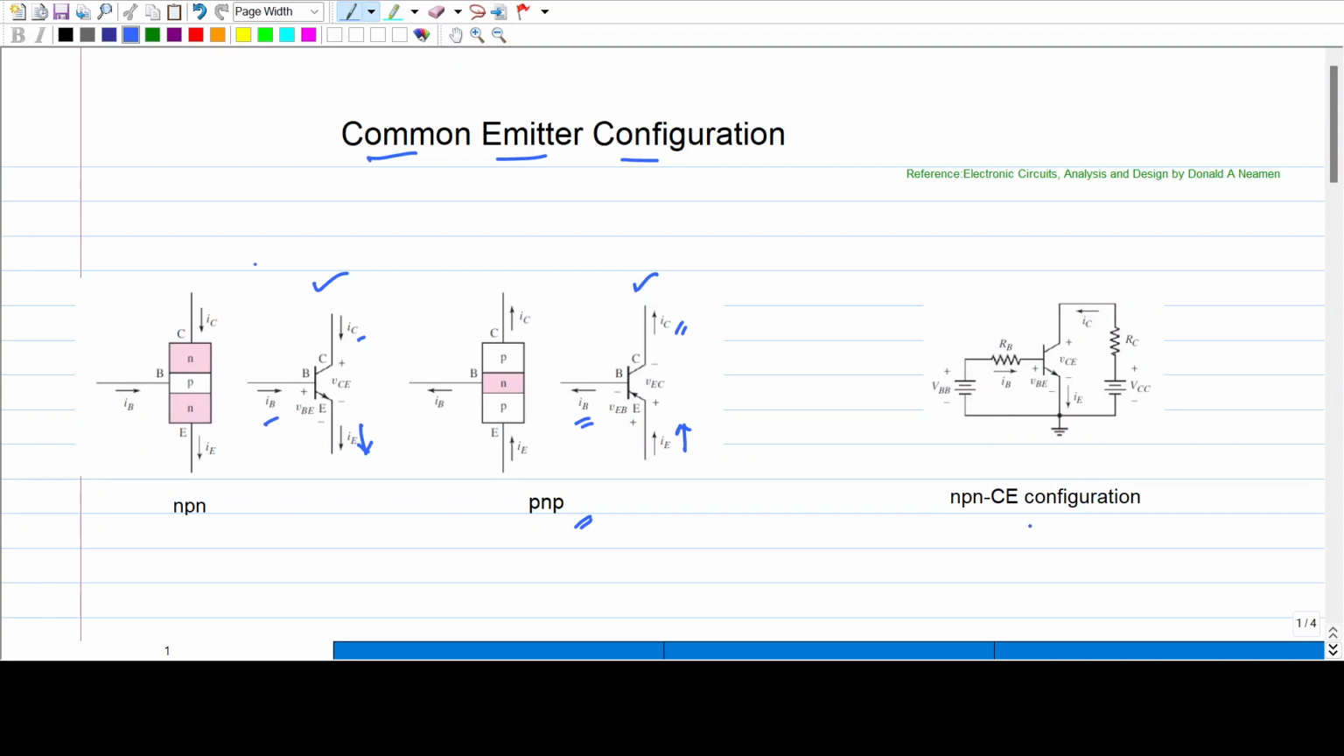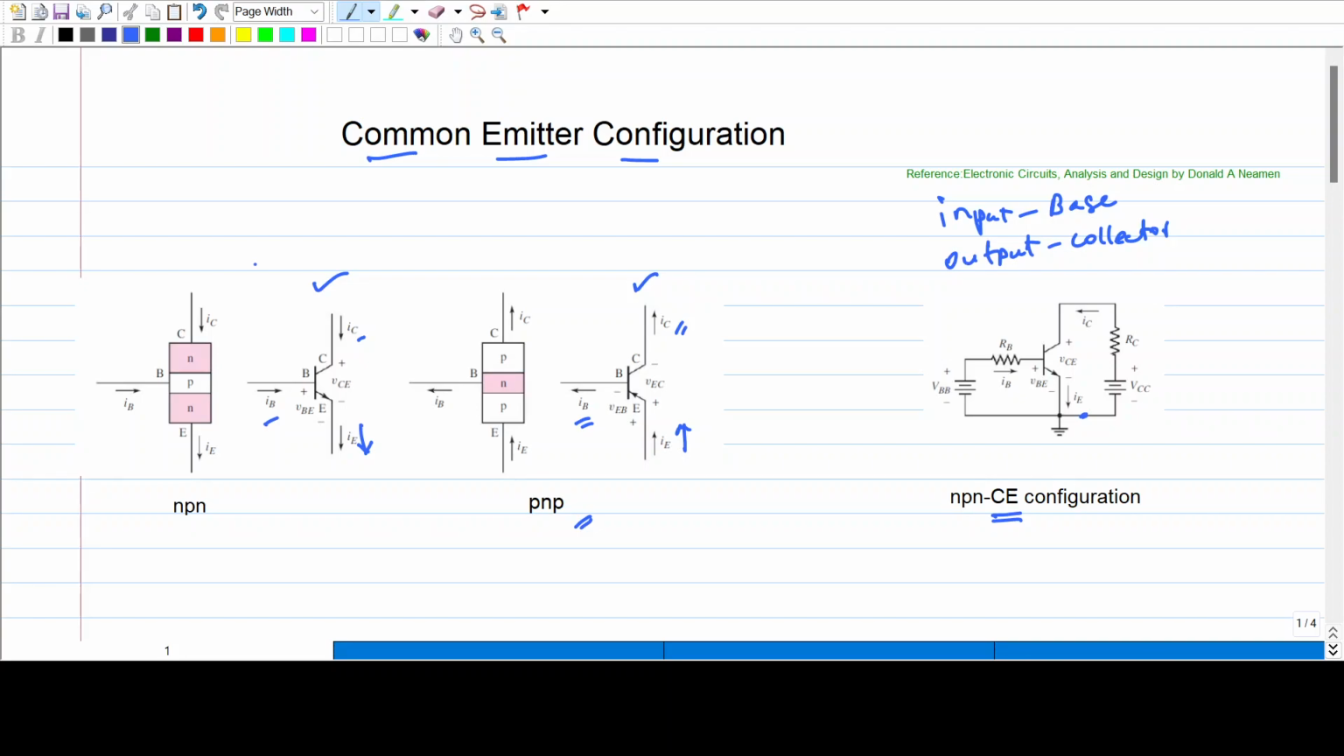Here I have shown the figure for NPN in CE configuration. CE stands for common emitter. This is the input. Here in CE, input is base, output is collector. So emitter is common to the input and the output, and here emitter is grounded. You can see the direction of base and collector current is into the transistor and the emitter current is out from the transistor.